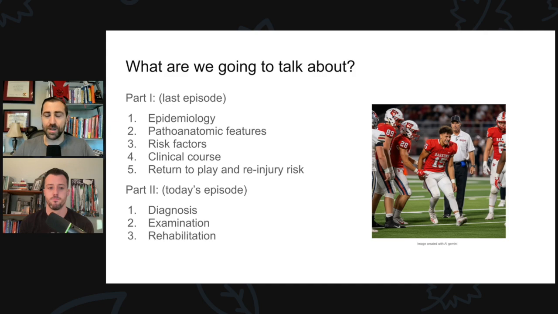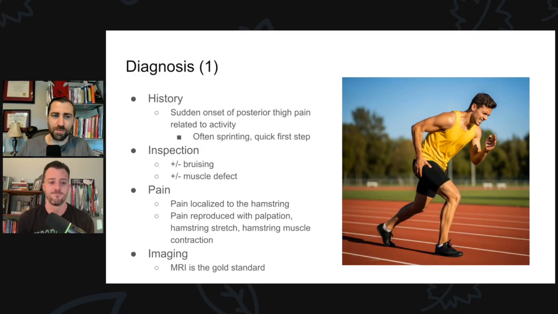Kevin, what are we talking about today? Dan, I'm excited for this one. It's part two of the hamstring episode we had last podcast. And last episode was kind of a big background, just learning about the different ways to classify hamstring strains, what the risk factors are, and all that good stuff. And then today we're going to go over diagnosis, examination in the clinic, and then how to rehab these things. I am excited for this one.